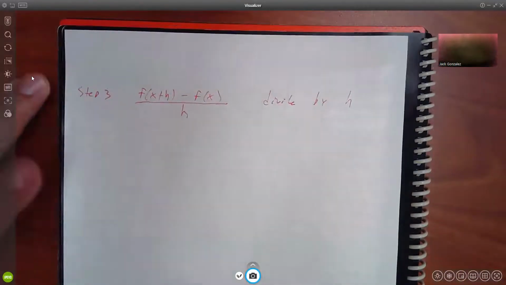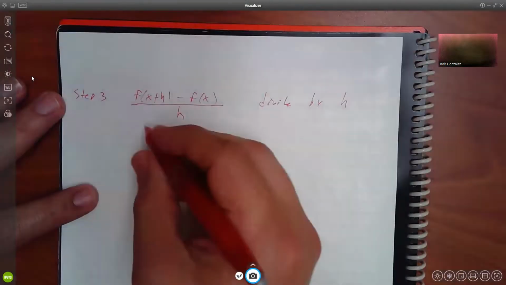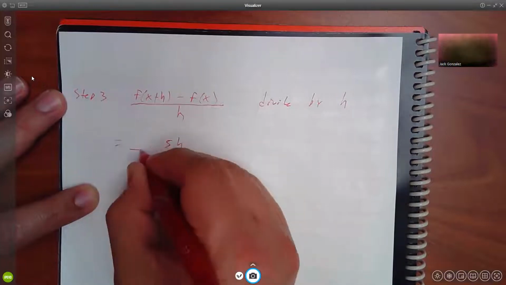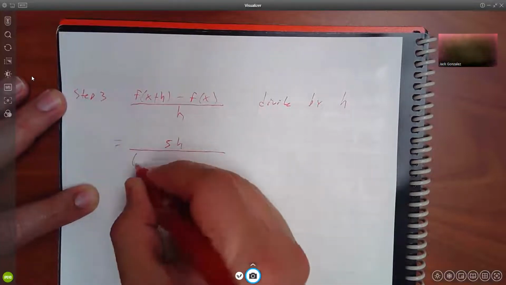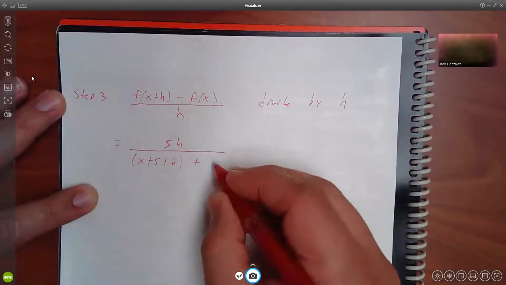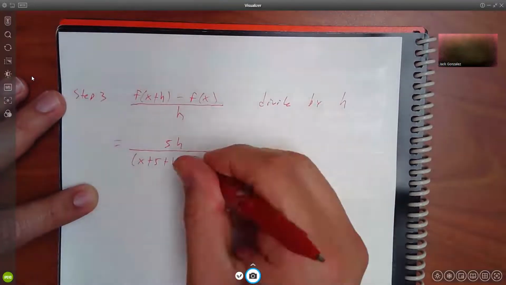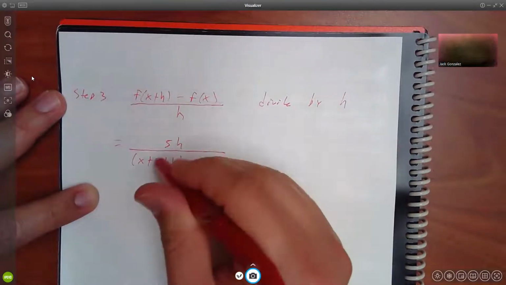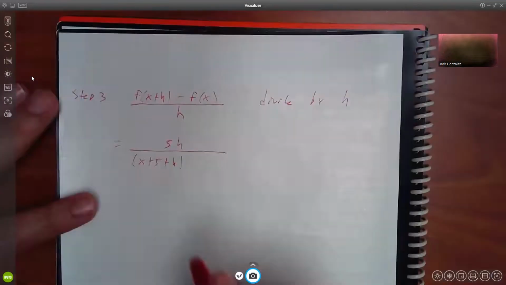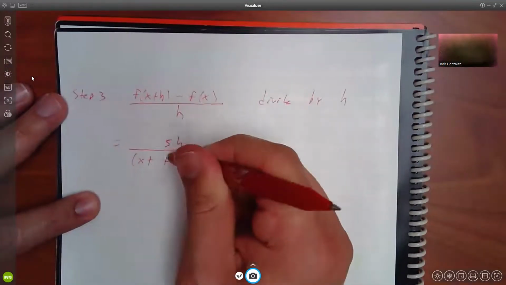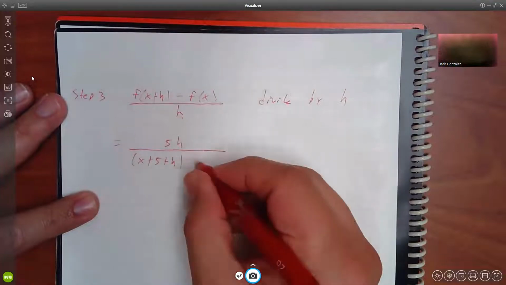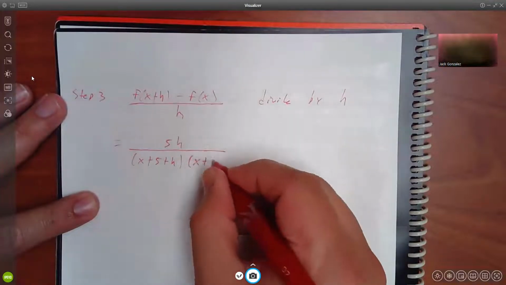Positive h showing on top? 5h. So that will be 5h over x plus 5 plus h times, I think it was plus h plus 5, right? How I had it. Yeah. Consistency. It doesn't matter, but consistency is important to some people.